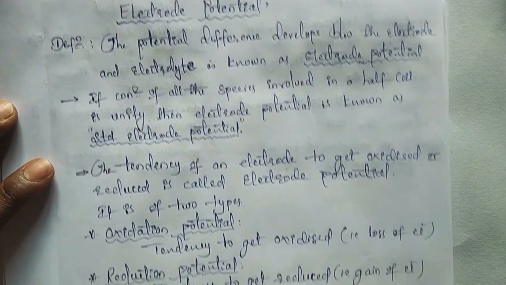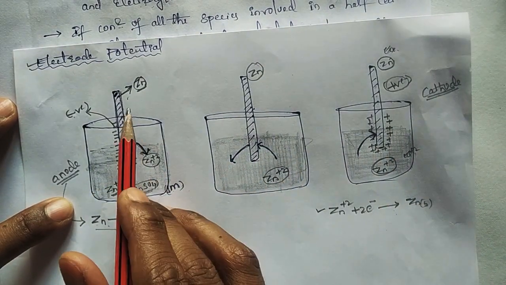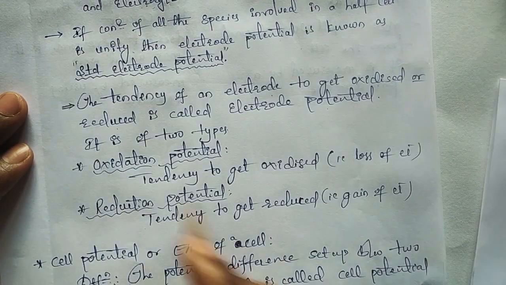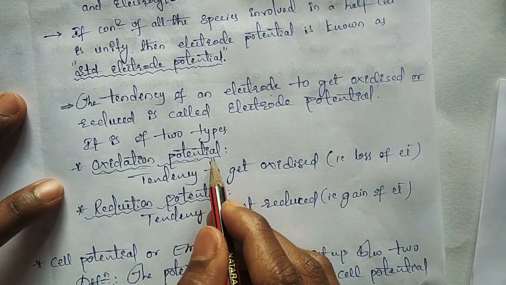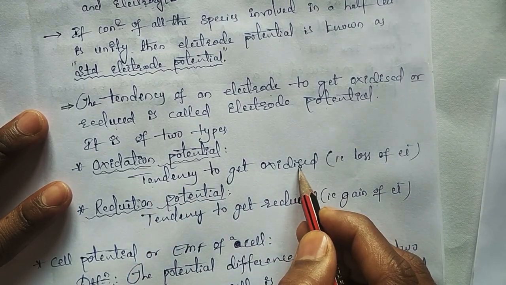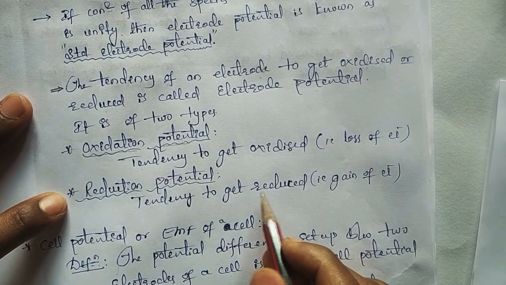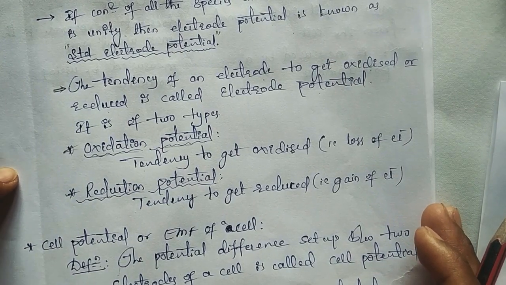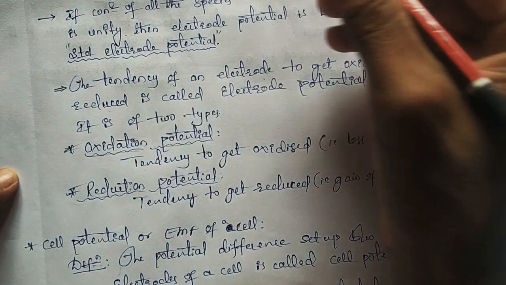And here the metal or the electrode which is dipped in the electrolytic solution, either it has a tendency to undergo oxidation or a tendency to undergo reduction. So based upon that, we are calling oxidation potential and reduction potential. What is meant by oxidation potential? Tendency of an electrode to get oxidized is called oxidation potential, or else tendency of an electrode to get reduced is called reduction potential. ये इसका 2 definition हुआ, oxidation potential and reduction potential. So based upon this ये कॉन्सेप्ट क्या हुआ?